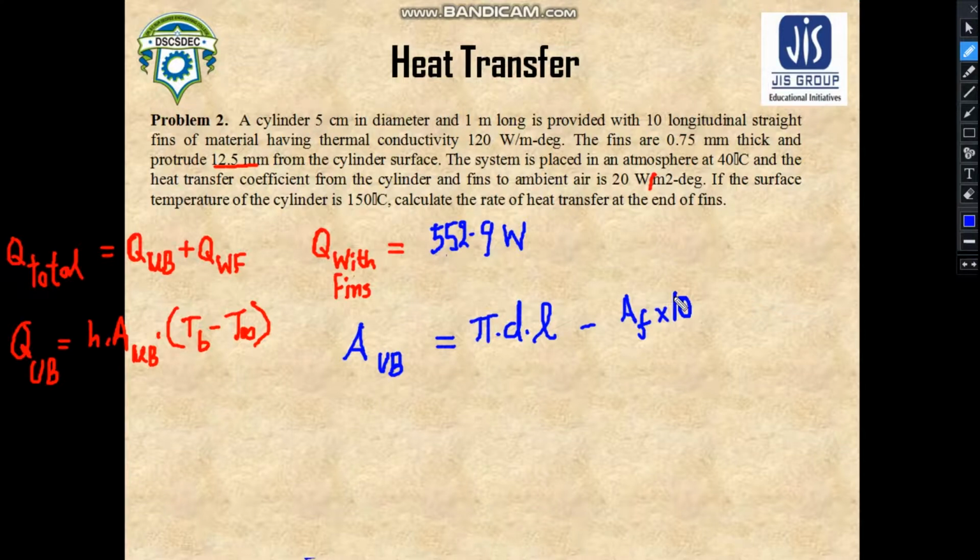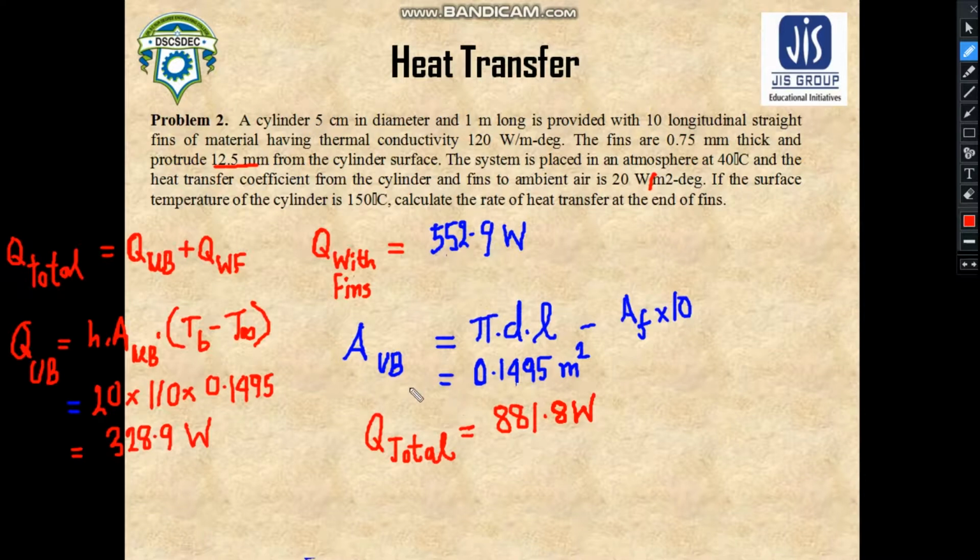So now if you put this diameter as 5 centimeter and this L as 1 meter, you will find that the area of the unfinned base would become 0.1495. This D is nothing but this 5 centimeter and this L is 1 meter. So after doing the calculations, you will find the area of the unfinned base portion would be 0.1495 meter square.